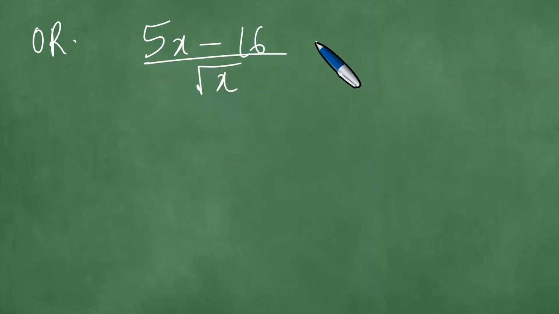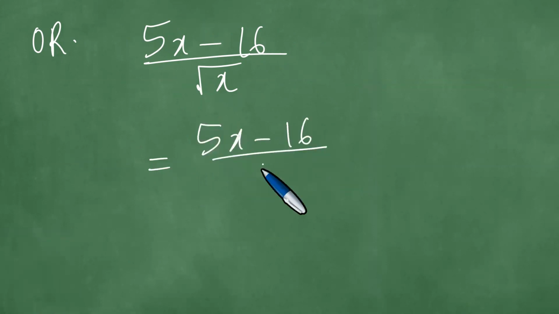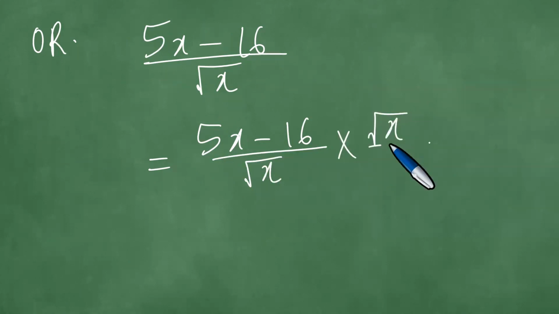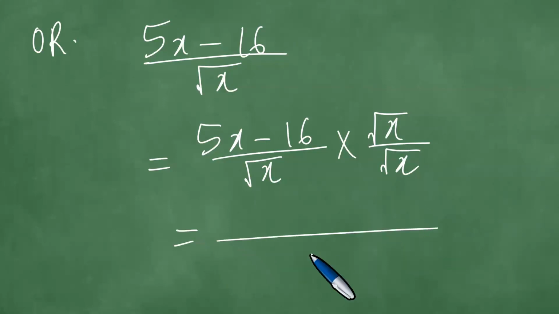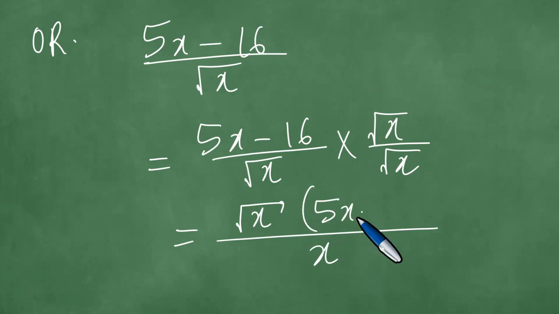Or, if you look at what Tando was also saying, if you have 5x minus 16 divided by the square root of x, there is this practice and it's correct and acceptable. You multiply by the square root of x over the square root of x. In the denominator you get x, and then you have the square root of x into 5x minus 16 like this. And this is also correct.